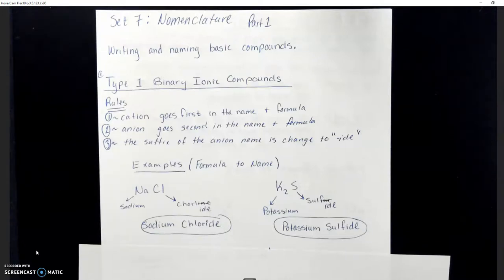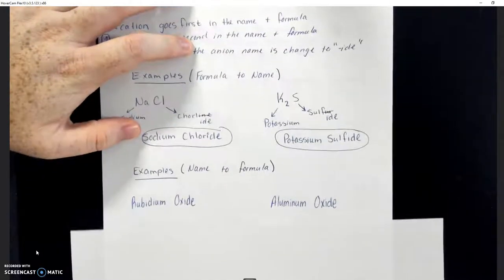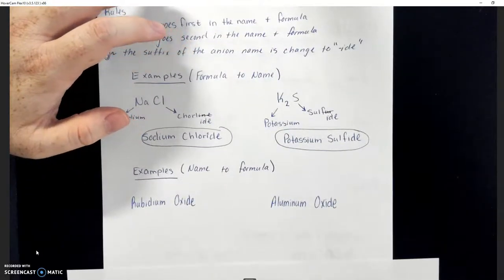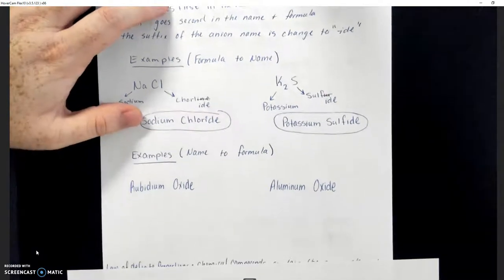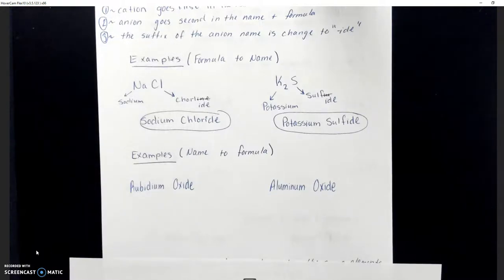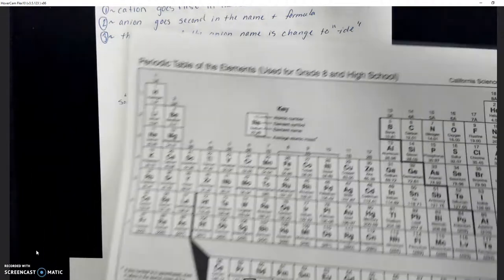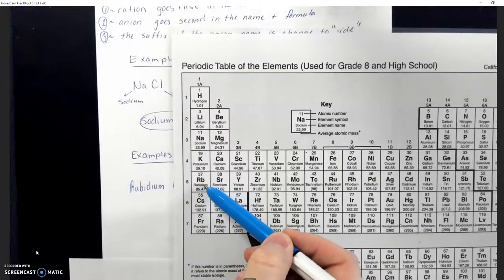Going from the formula to the name is pretty straightforward as long as you can remember those 3 rules. However, going from the name to the formula is a little bit tricky and requires a little bit of math in your head, though it's not too difficult, really. Let's take, for instance, rubidium oxide. When converting from the name to the formula, let's start with getting the symbols first. So pull out your good old-fashioned periodic table and find rubidium. There it is right there.